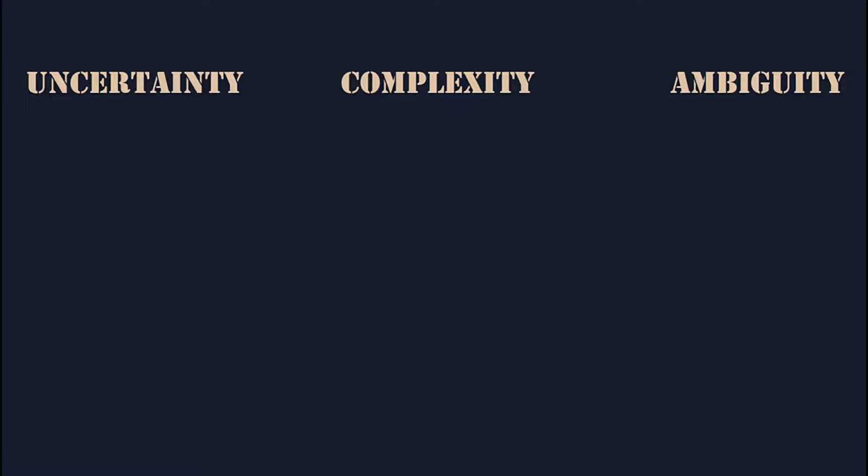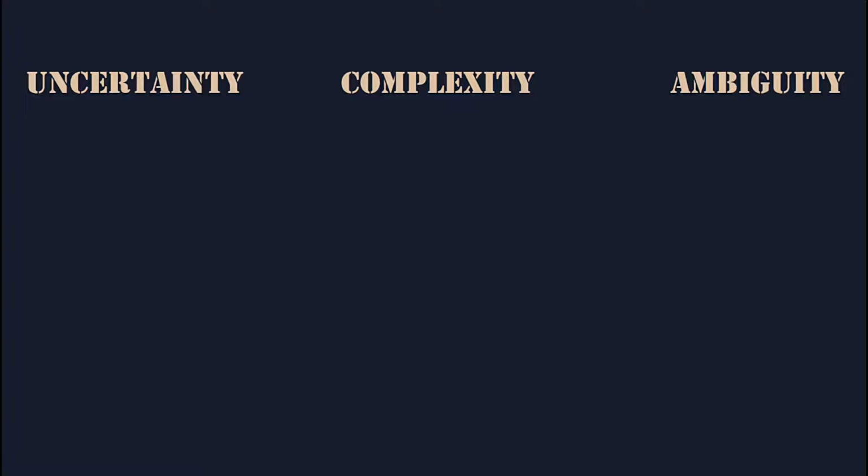Let's talk about the types of risks first. There are 3 types of risk. They are uncertainty, complexity, and ambiguity. Different people are going to say different names about the types of risks, but the main idea is the same.